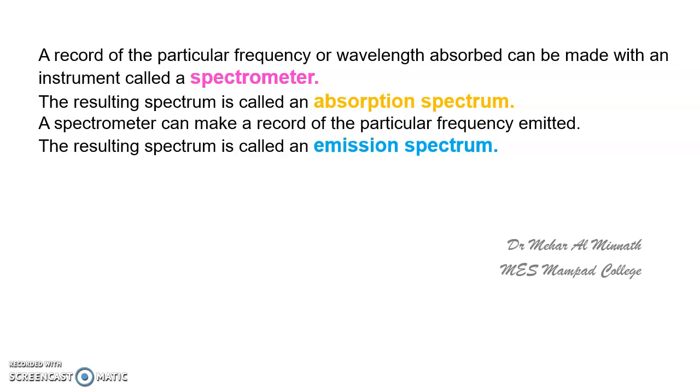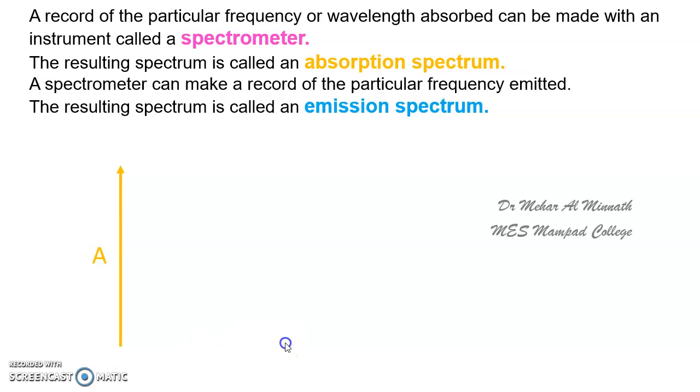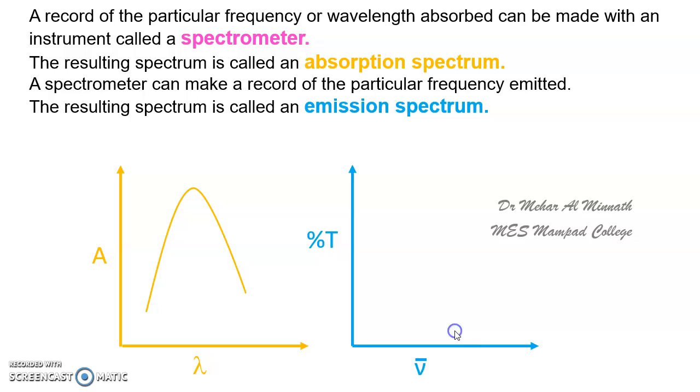Say, for example, if you're plotting the absorbance against the wavelength of the radiation, then the plot which we get will be of this pattern. This is the absorption spectrum pattern, when we plot absorbance against wavelength. And if we plot percentage transmittance against wave number, then the plot will be something like this, and this is the emission spectrum. So usually to plot the absorption spectrum, we plot absorbance against wavelength, and to plot the emission spectrum, we plot percentage transmittance against the wave number.